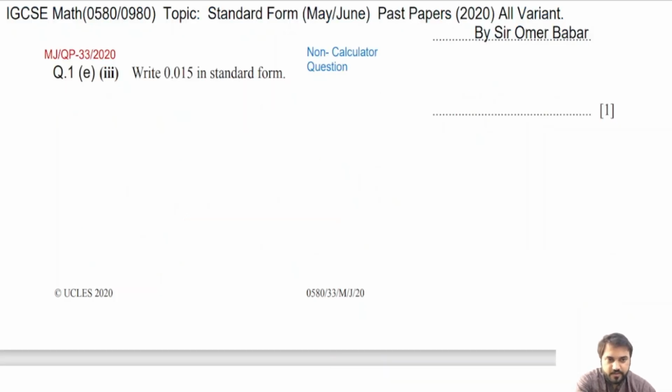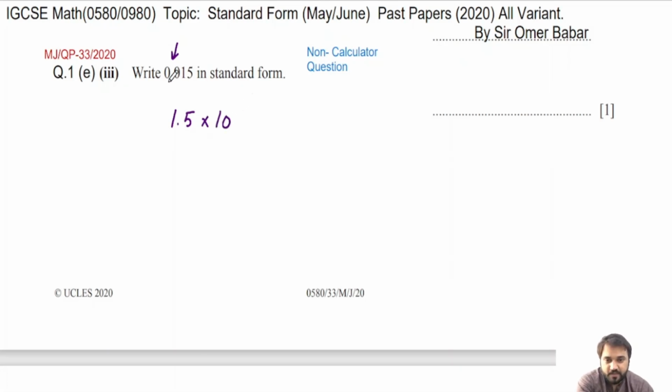In this row, the last question is part 3, question number 1, that appeared in 2020 again. Question paper and the variant both were 3. It says write 0.015 in standard form. We have the decimal here, so we have to place this decimal after 1. And I'm going to write 1.5 into 10 raised to power, positive or negative?